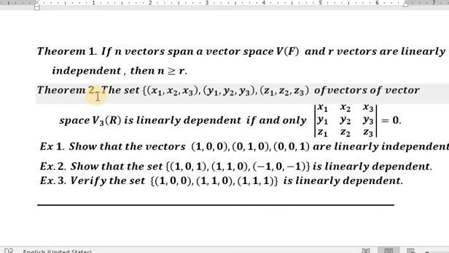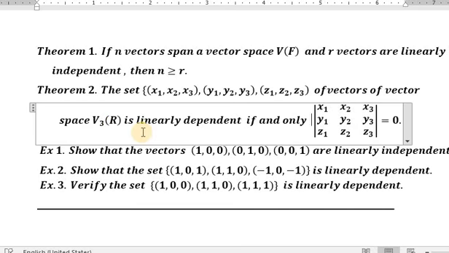Then Theorem 2: the set x1, x2, x3, y1, y2, y3, z1, z2, z3 of vectors of vector space V3(R), which means it is a 3-tuple set, is linearly dependent if and only if the determinant with rows x1, x2, x3, y1, y2, y3, z1, z2, z3 is equal to 0. And based on this, we are working problems.